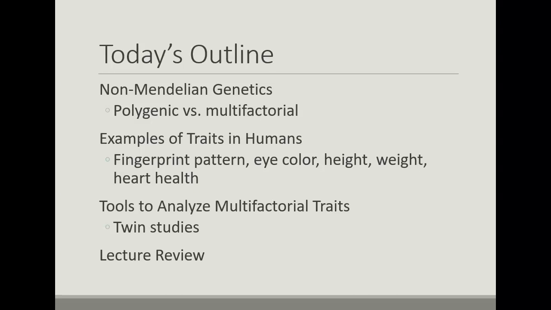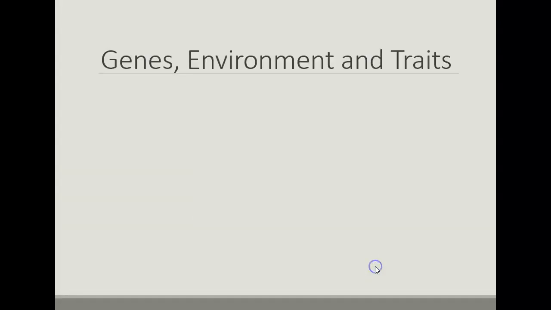We're going to look at these concepts of Mendelian, polygenic, and multifactorial. And then we're going to look at some examples of these traits in humans. So some that fit the polygenic pattern and some that fit the multifactorial pattern. And then we'll also talk about tools that we use to analyze multifactorial traits.